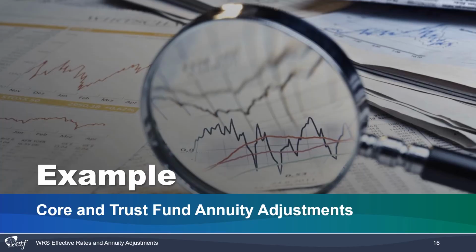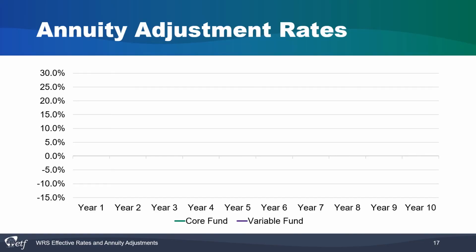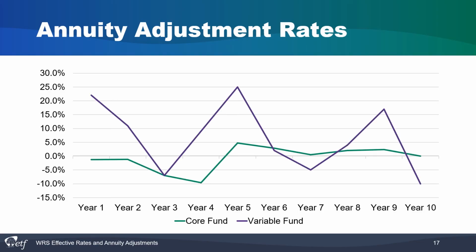Let's take a look at how some of the concepts we have discussed play out. This graph may give you a better idea of that concept. The core fund in green compared to the variable fund in purple shows the changes in annuity adjustment rates over time. Both change over time and both represent gains and losses, but the variable line does so much more from one year to the next. The amount of your retirement payment changes from one year to the next based on these adjustments.